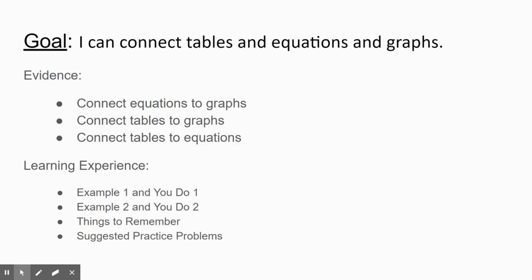In this video, we're going to connect tables, equations, and graphs. Oh my. If you haven't watched the previous video where we connected tables and equations, go watch that first because we're not going to go over that part. This is going to be more focused on how to now do graphs as well. Evidence-wise, we're going to connect equations to graphs, we're going to connect tables to graphs, and we're going to connect tables to equations.